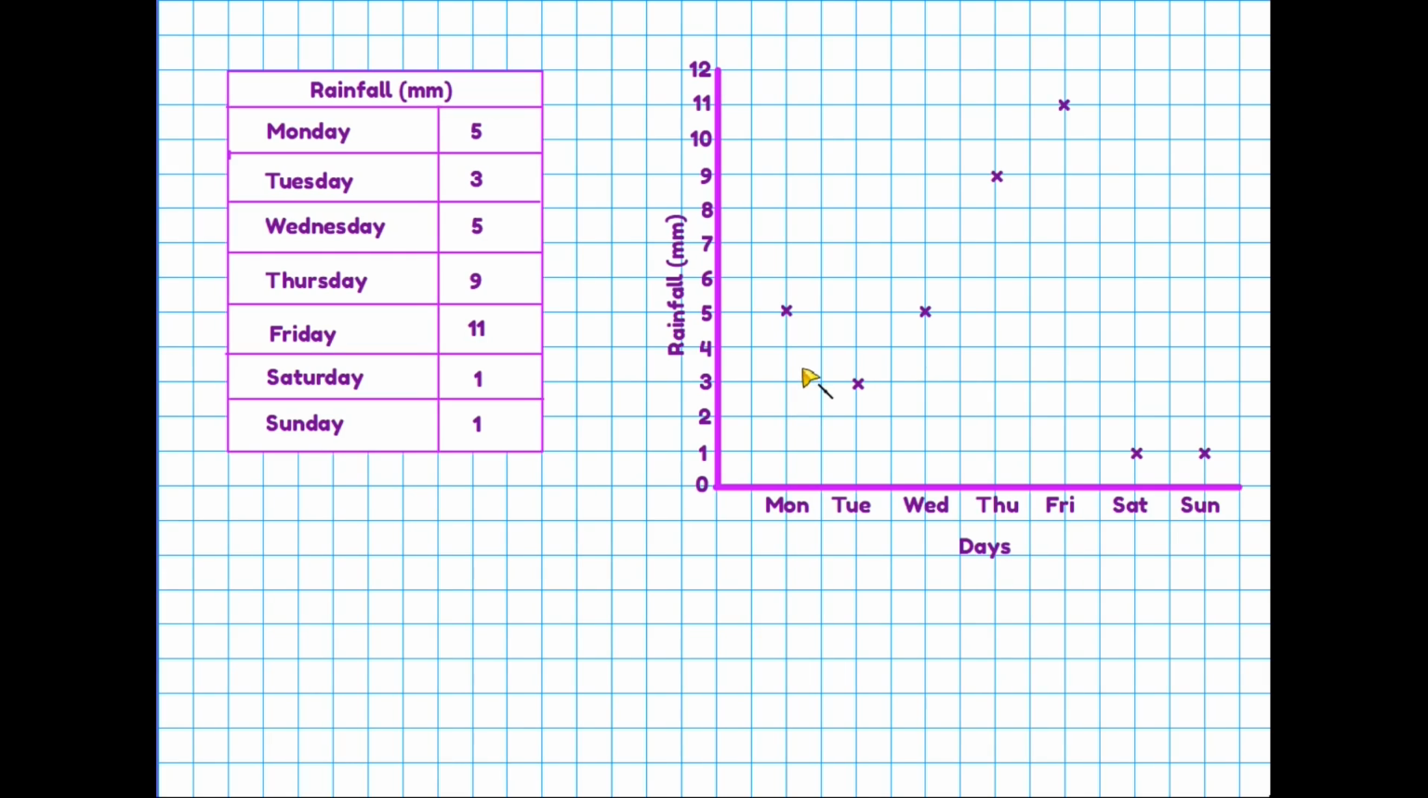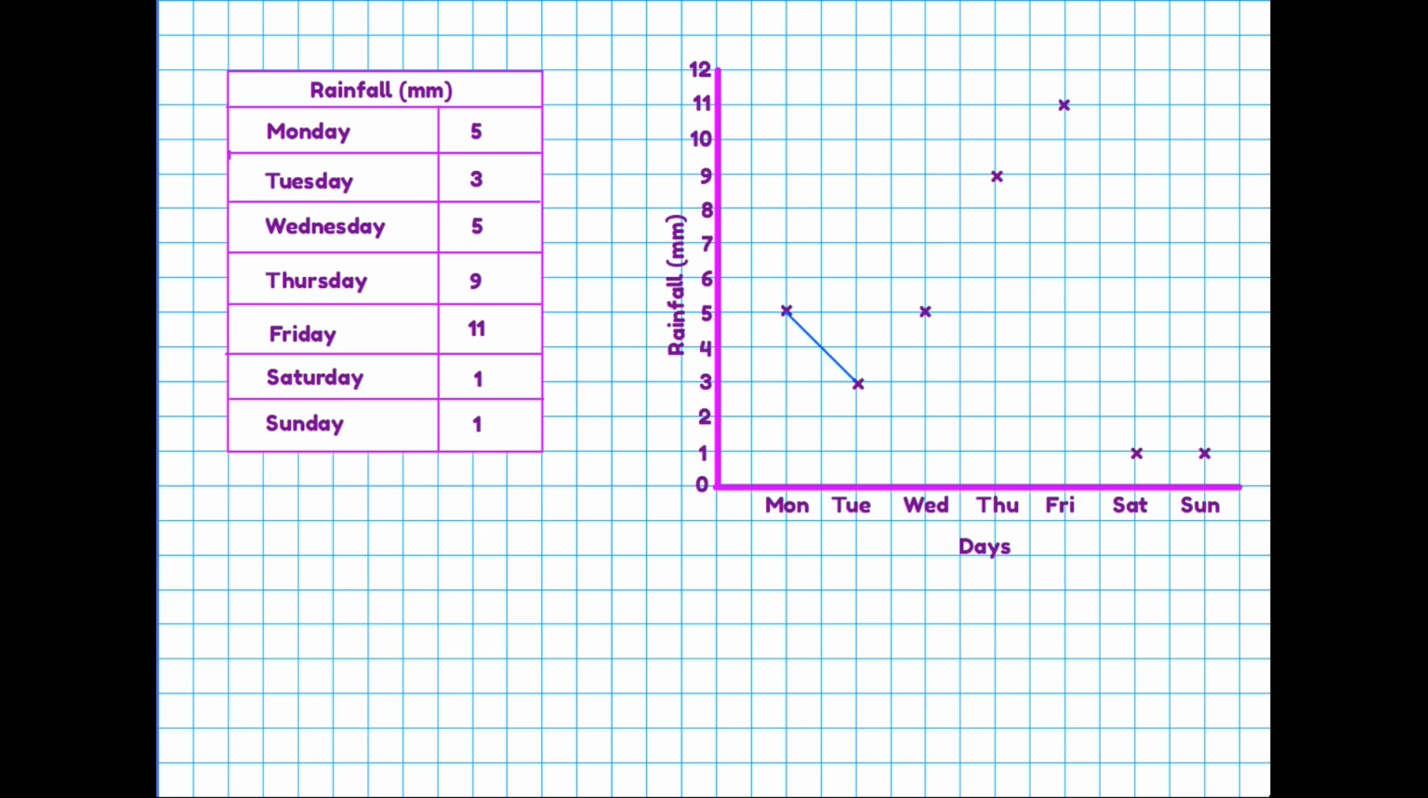Now that we have all the crosses in place, we can read the information from the graph. So for instance, if we want to know how much rainfall there was on a Friday, we look across to Friday, up the line, and we can see by reading across to the side there were 11 millimetres.